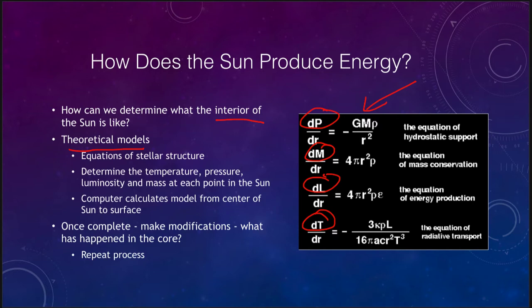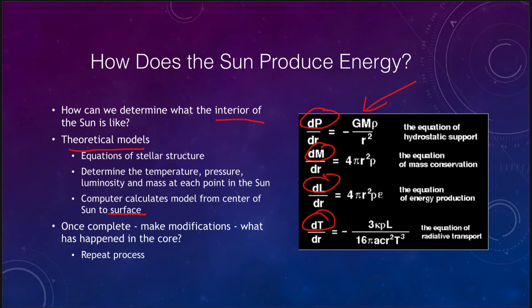You could then calculate based on what we believe the interior conditions to be. You could put these into a computer, set up a model based on various parameters, based on the temperatures and the densities at the center of the sun. And then you could use this to solve as you work your way from the interior of the sun to the surface and find out what the surface should be. So if your models work, then you should be able to predict what the surface of the sun is like.